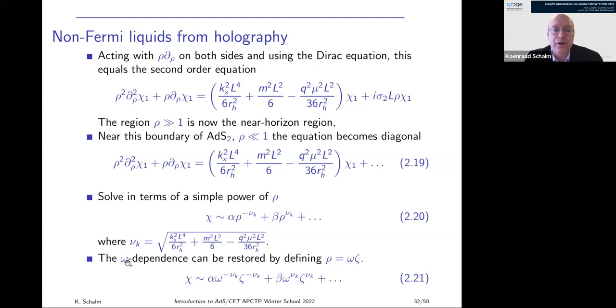So the omega dependence for this system can be restored by defining rho as omega times zeta, and now extract the omega dependence back out. So if I do that, then this chi behaves near the ADS2 boundary as follows.